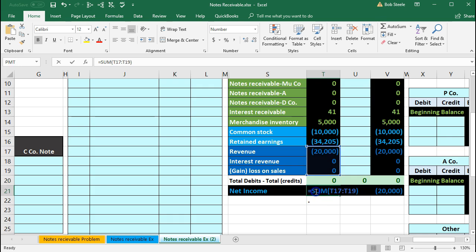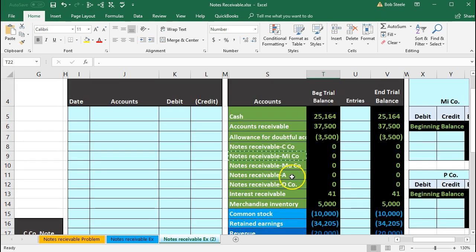Net income is going to be this 20,000 only. We're eliminating many accounts, just focusing in on what we need. We're going to be looking at the accounts receivable here, and we'll be looking at these notes receivable, which we are going to break out into a separate note receivable for each receivable that we will be having, each client that will have a note receivable. This is a common way to do it.